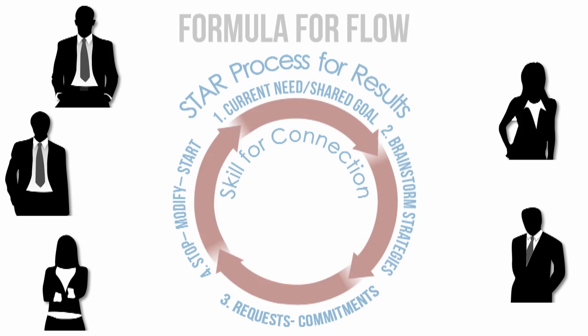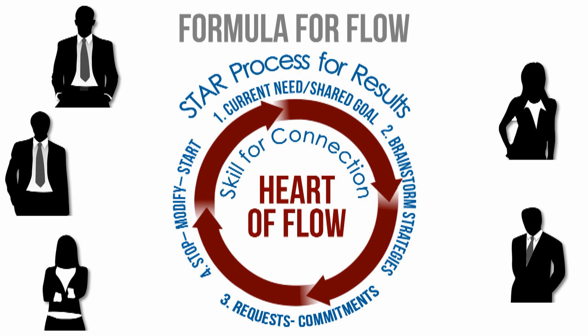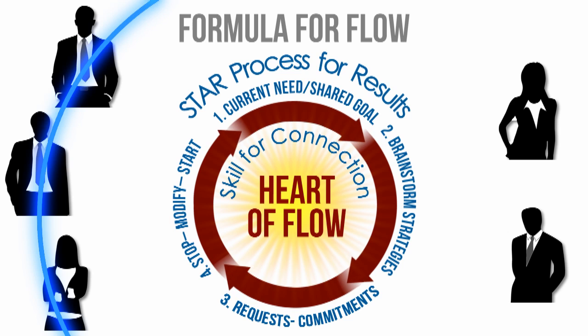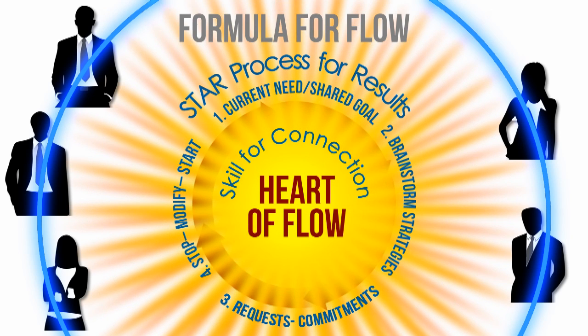As a team works through the 4 steps of the STAR process for results, the heart of flow is employed at each step, especially whenever there's conflict, tension, misunderstanding, or confusion, to make sure connection is present between those involved. The rays emanating from the heart of flow outward to all parts of the outer circle represent how the skill for connection, the heart of flow, is used throughout the entire process at all times as needed.